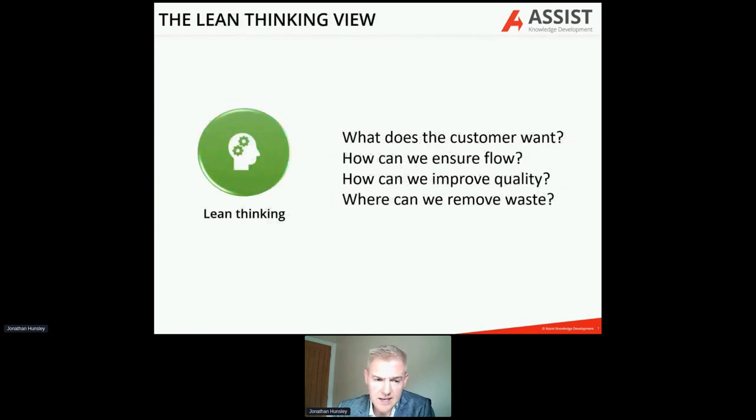And the final thinking approach that we're going to cover today, and this is just a brief introduction to it, is lean thinking. And this is focused on the customer. How can we ensure flow in terms of our delivery of items, products, services to the customer? There's a relentless focus on improvement of quality and also the reduction of waste, non-value-add or value-offering activities for and on behalf of that customer.